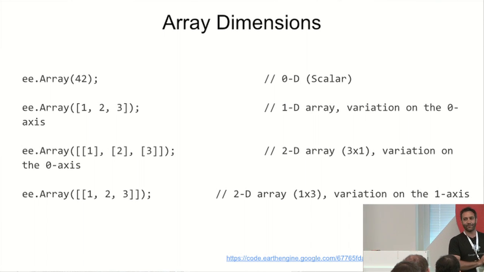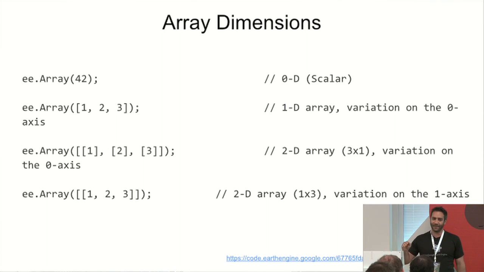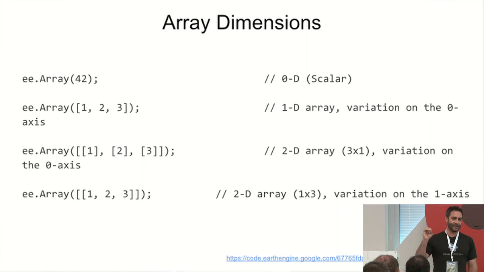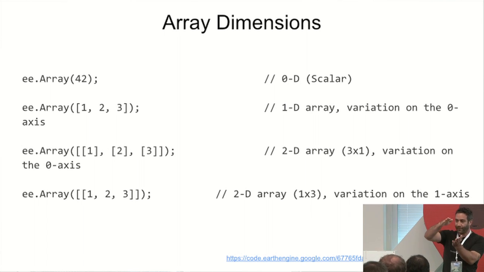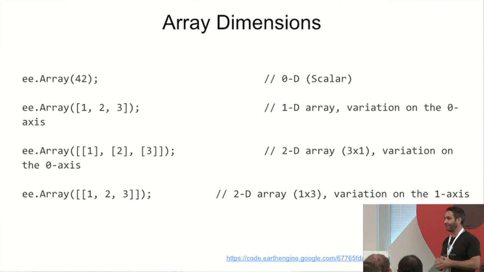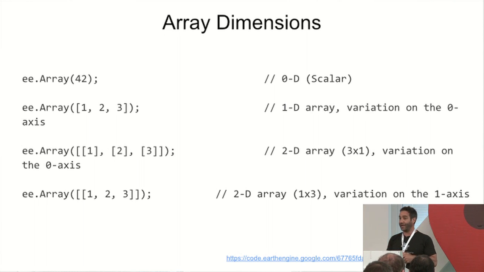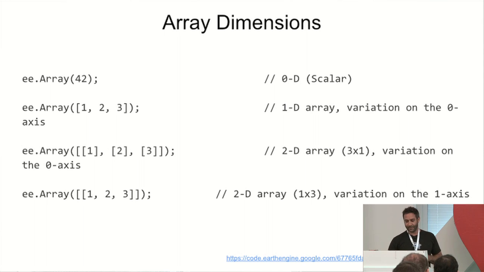Does that make sense? The reason I'm hammering on these axes is because you're going to see axis as a parameter in many of these array functions. And you're going to have to know, do you want to reduce going this way or reduce going that way, this kind of thing. And you'll have to specify which axis you want to use. So that's how dimensions and axes work. Questions? All right.